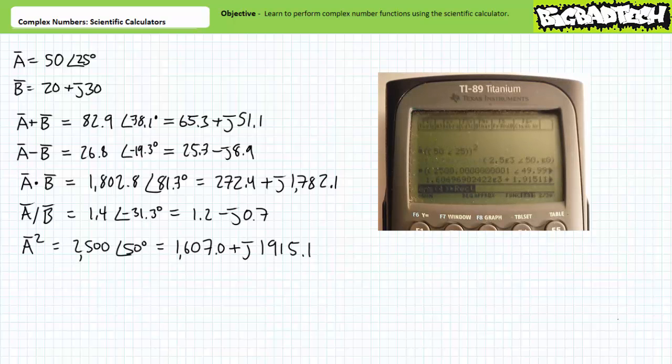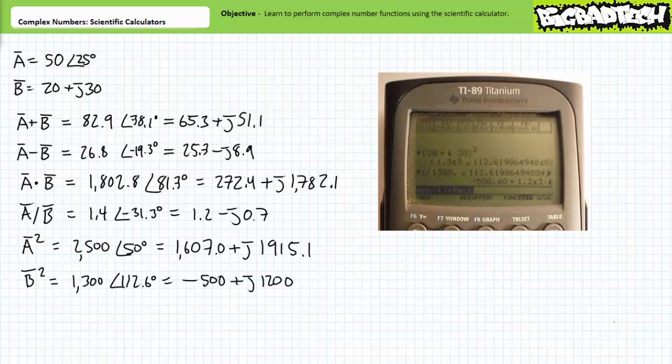If we wish to perform the operation A squared, I'd enter complex number A in polar format as 50 at an angle of 25 degrees, and then raise it to the second power. When I press enter, I get the answer 2500 at an angle of 50 degrees. If we wanted to convert this answer to rectangular, we use the rectangular conversion in the catalog to convert it to 1607 plus j 1915.1. Again, note these answers are being expressed using engineering format.